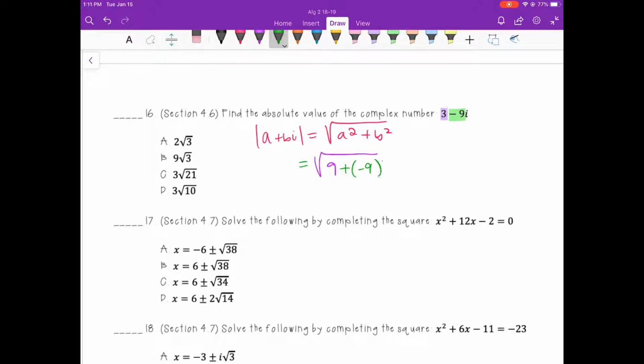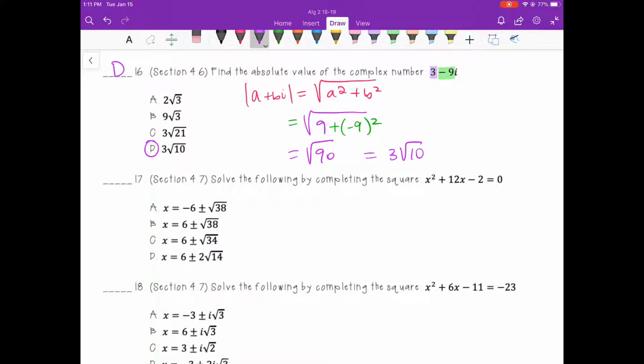negative 9 quantity squared, so plus negative 9 squared. That negative 9 quantity squared gets you a positive 81. So 81 plus 9, 90. But go figure, we can reduce that radical. We are able to break out a 9, so we're left with 3 radical 10.